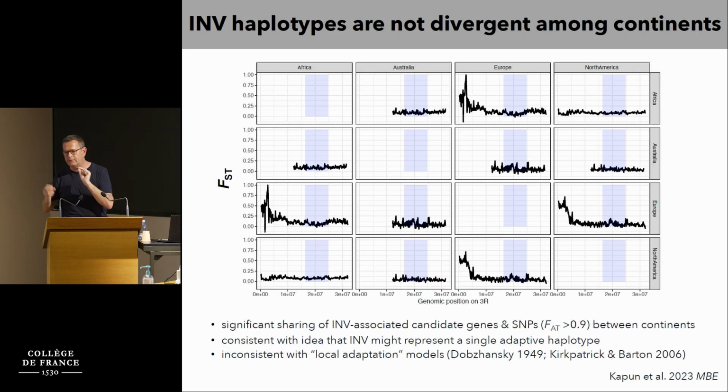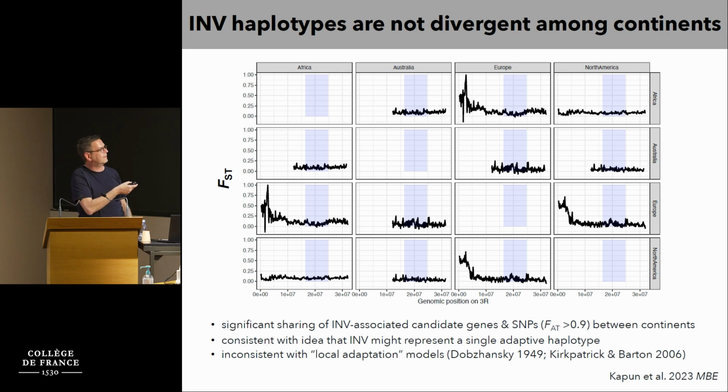So what about if we now look at divergence between inverted chromosomes themselves? Dobzhansky had this idea, and similarly Kirkpatrick and Barton in 2006, that perhaps the same chromosomal rearrangement will float around and sort of capture different adaptive alleles in different populations. And so when you go to a different population, you might find slightly different adaptive alleles.